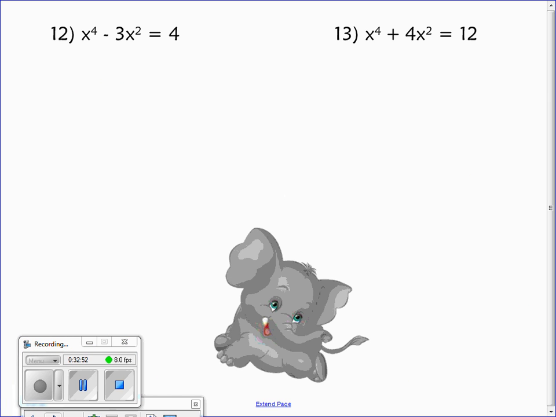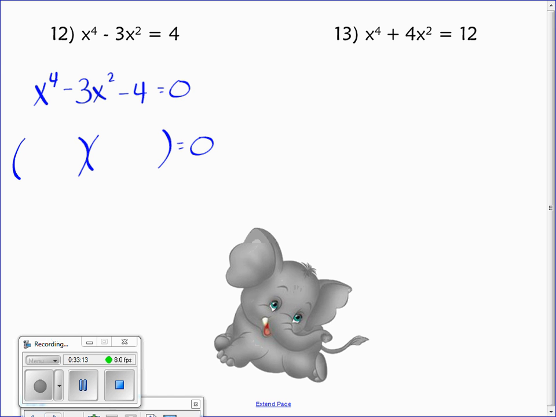All right. Number 12. Number 12. What do you do first? Move the 4. So x to the 4th minus 3x squared minus 4 equals 0. GCF? There is not. Okay, we'll set up our parentheses. Signs? Last one's negative. So it's automatically plus minus. Yeah, that's back to basics from day 1 of learning how to factor.